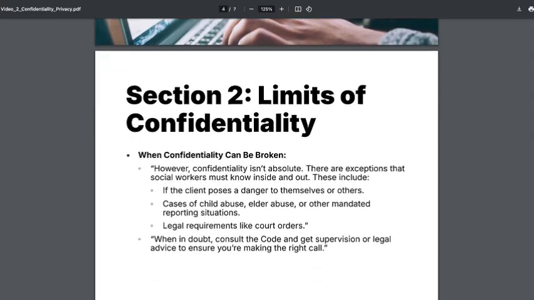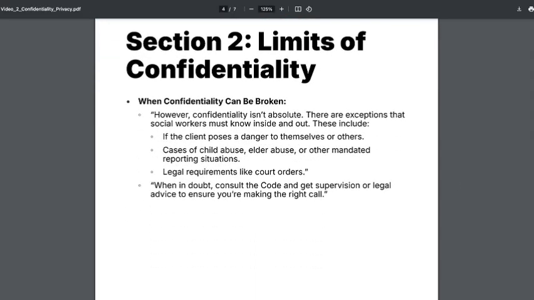Let's talk about the limitations of confidentiality, when confidentiality can actually be broken. I need you to really listen up because this is really important. Confidentiality isn't absolute. There are exceptions that social workers must know inside and out. So here we go. If a client poses a danger to themselves or others, confidentiality can be broken. Whenever there's a case of child abuse, elder abuse, or other mandated reporting situations, confidentiality can be broken. And then you have legal requirements like court orders.